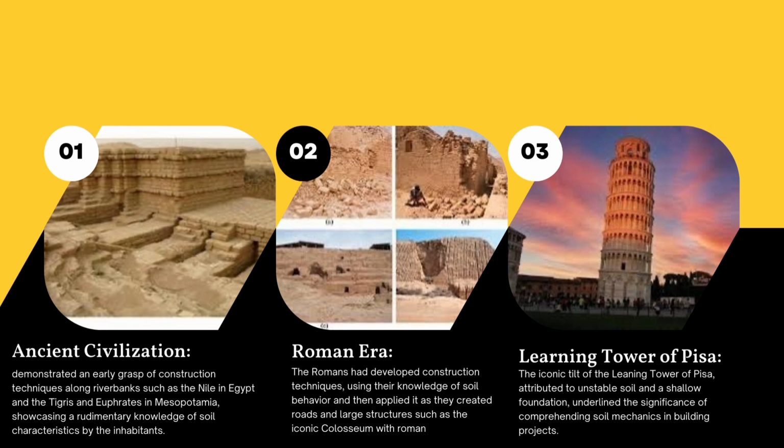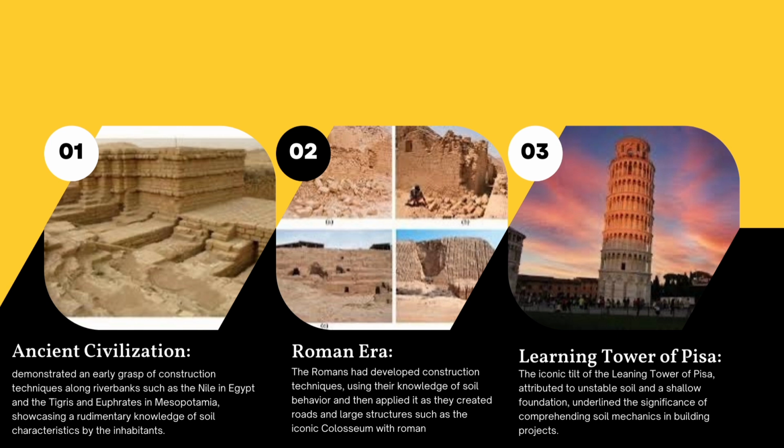So first, the ancient civilization. During this era, early construction around river banks such as the Nile in Egypt and the Tigris and Euphrates in Mesopotamia actually demonstrated basic soil knowledge by the people.